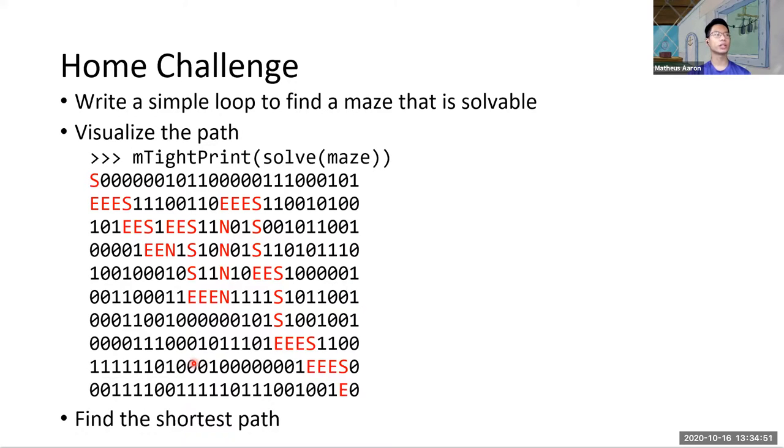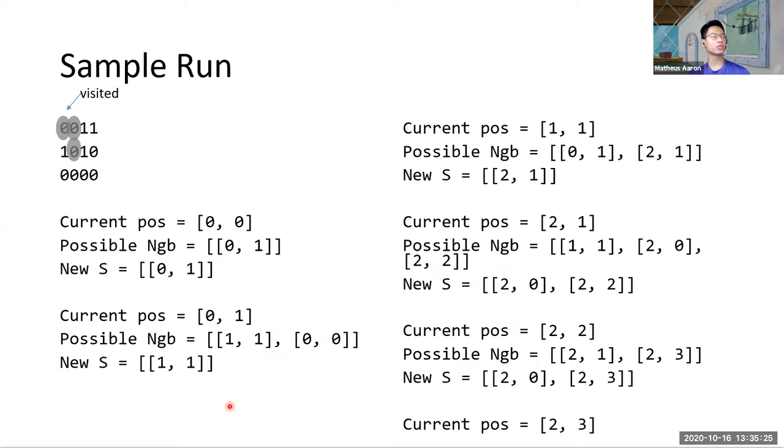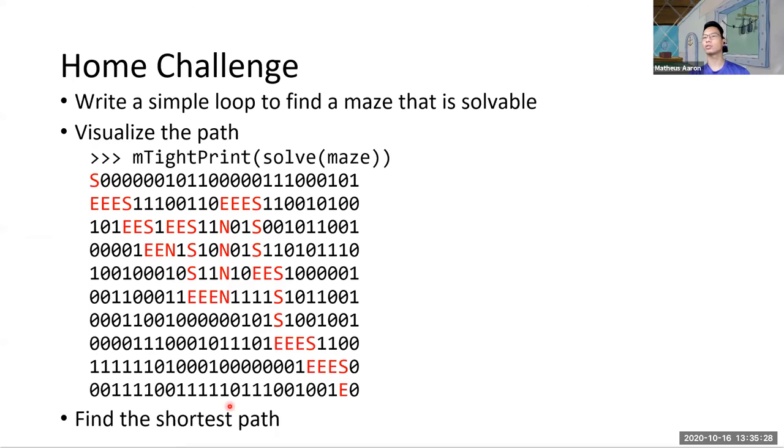So there's a challenge that you guys can try to do, which is that you can write a simple loop to find a maze that is solvable, and you should try to visualize the path. If you guys can visualize the path, that would be very great. And what's even greater is if you can figure out the shortest path. For the shortest path, I think you guys can use depth first search. That would be great. This one definitely has an implementation slightly different from the standard implementation. In this case, we just keep track of the coordinates, but for this one, you also need to keep track of the pathing. If you can keep track of the pathing, I think that would be great.